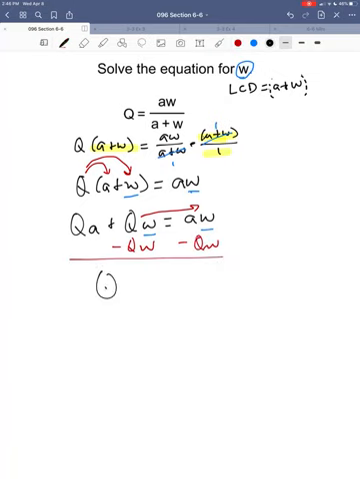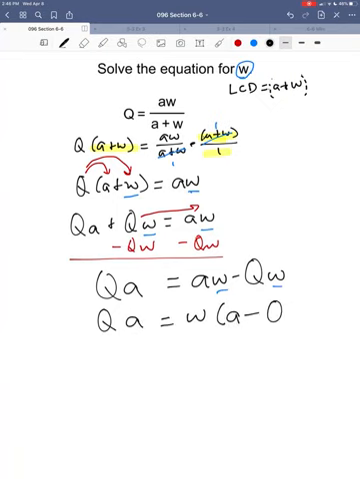So that's going to leave me Q times A on the left, and I'm going to get A times W minus Q times W on the right. Again, I'm trying to solve for W. Keep track of where your W is. Now I can think of the W as my common factor. So I factor it out, right? We play what's missing. That's really A minus Q times W, so I can get the W alone by dividing by the A minus Q, and whatever I do to one side I have to do to the other side.